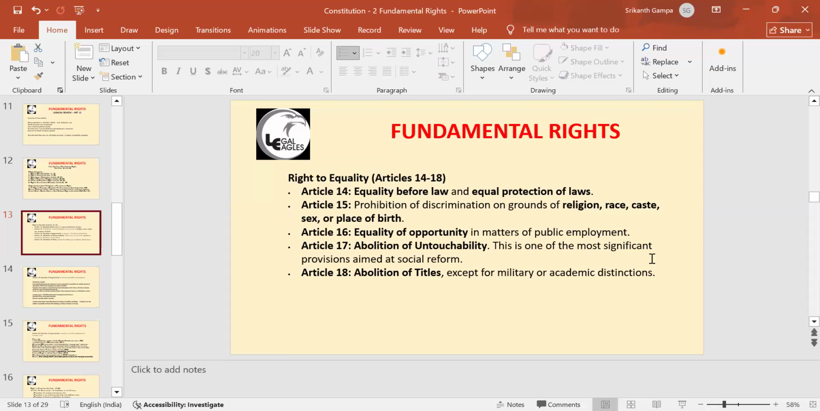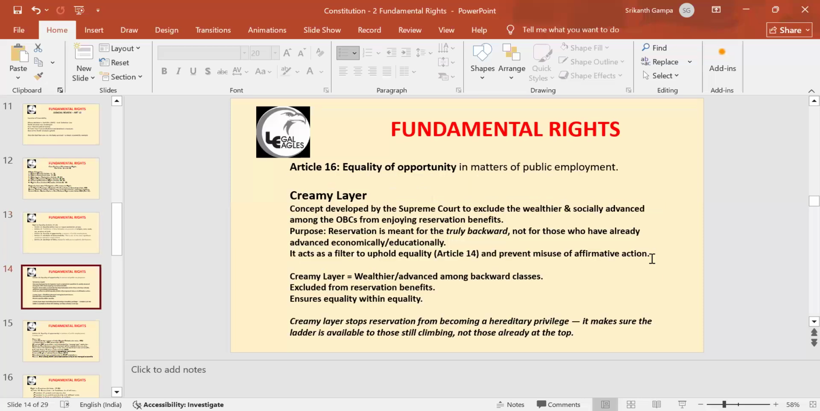So Article 16 is about equality of opportunities in matters of public employment. This is mainly important. Equality in matters of public employment means all citizens will get employment in any office under the state. They should be given equal employment. But there are certain reservations.